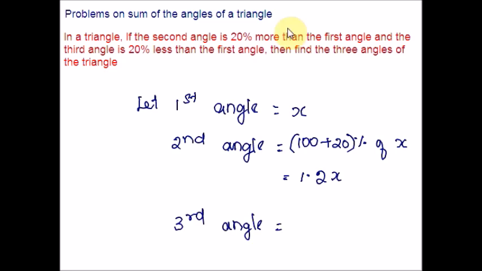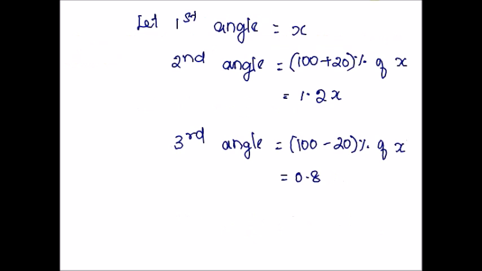Third angle is 20% less than the first angle. Less means subtract. So 100 minus 20 is 80. Percentage means divided by 100. So 80 by 100 is 0.8. Of means product. So 0.8 times x would be 0.8x. We have converted the given statements into expressions.